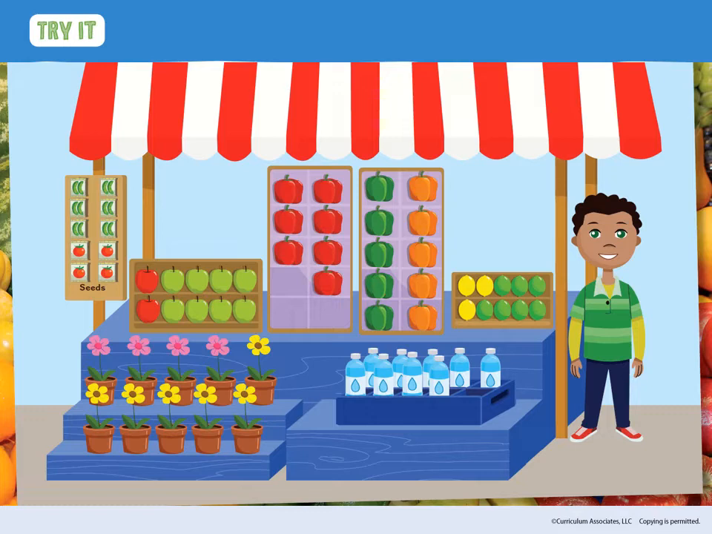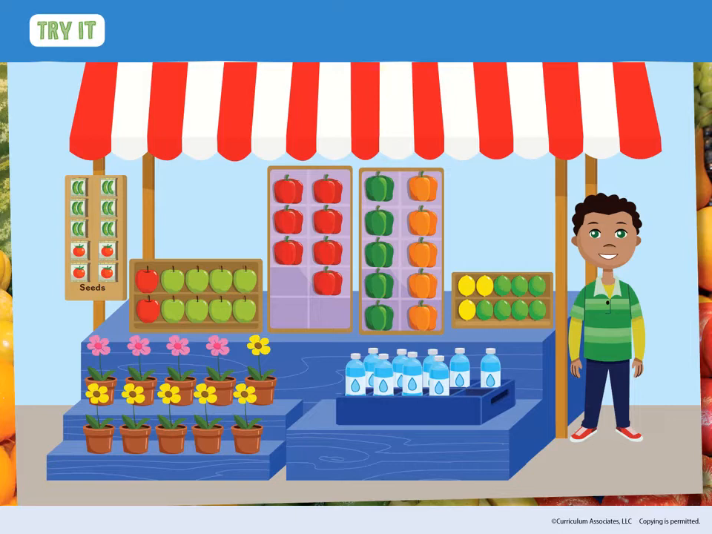The categories that we can see in the picture are seeds, which is labeled for you. It looks like you have some green bean seeds and some tomato seeds together in a group. Then you have a category or group of apples. Then you have a couple of different groups or categories of peppers. Next to that, you have some lemons and limes. Down on the bottom row, you have some flowers. And next to that, you have some water bottles. There's also a person in the picture. You could count that as a category too if you wanted to.